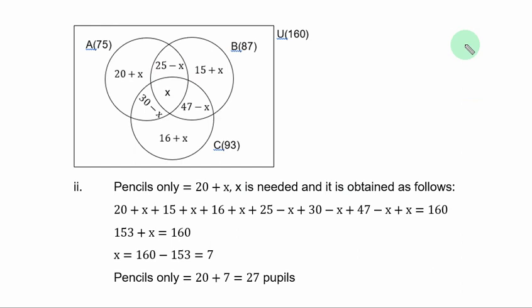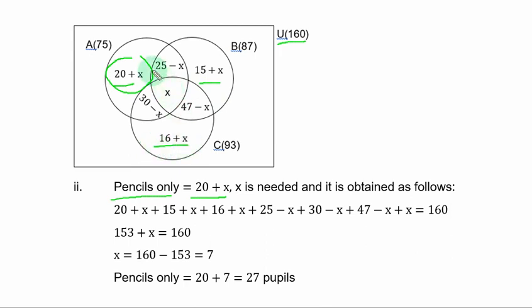That is Roman figure 1. Roman figure 2, you are asked to find the number of pupils with pencils only. That is this place, 20 plus S. Now S is needed, and it is obtained as follows. To get S, you add everything in the universal set and equate it to 160.